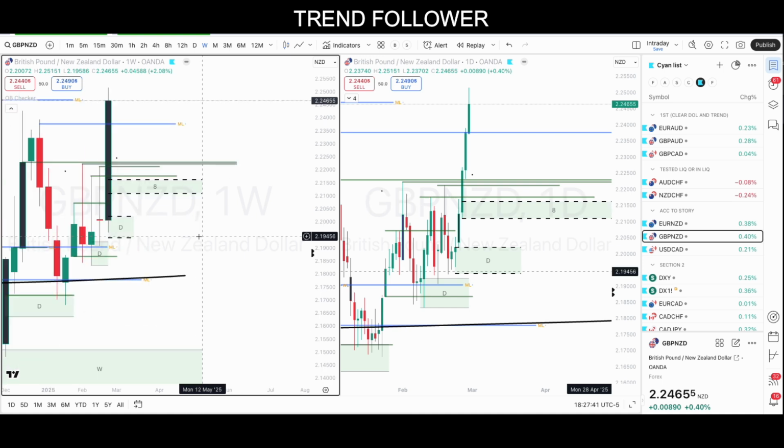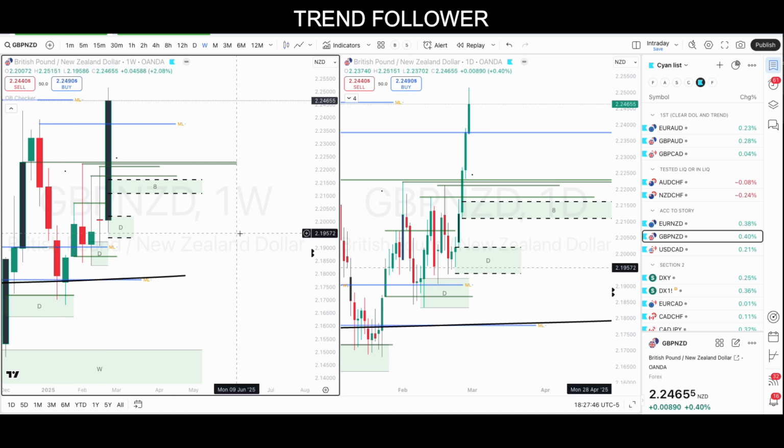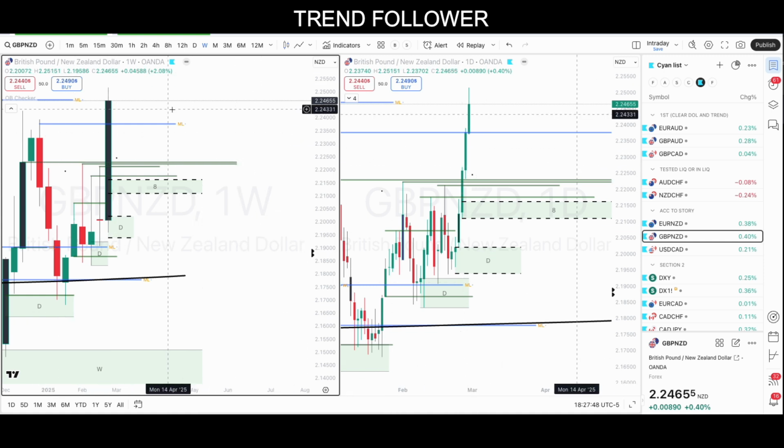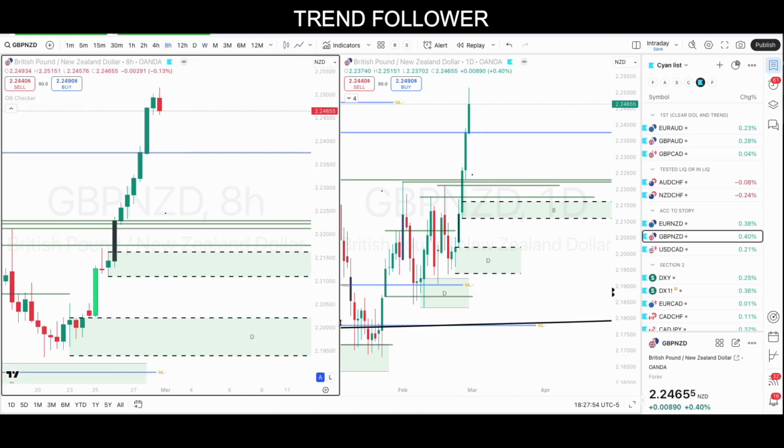Now, I should point out one particular thing. Just because I didn't find a daily demand here doesn't mean it cannot bounce. It has to come here. It cannot bounce from here. It can bounce from here. So the reason I say that is because right there are some small demands, not high quality, right?